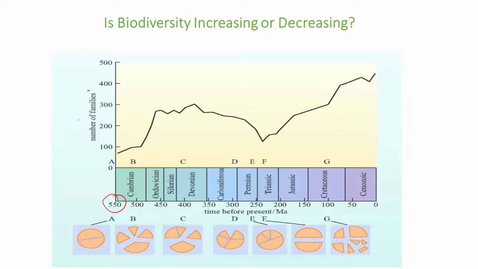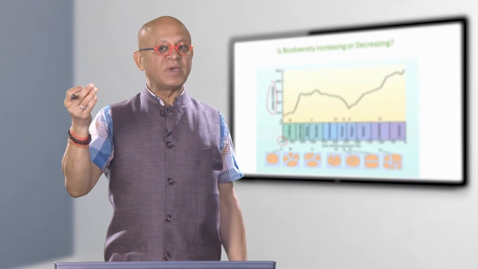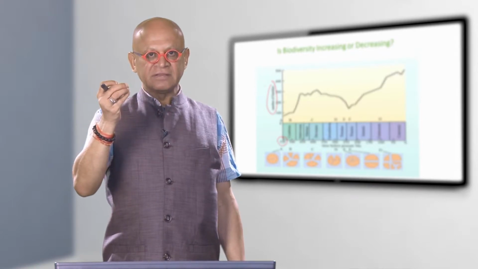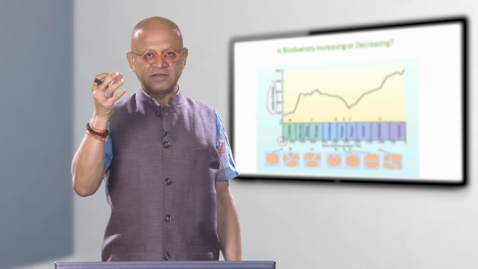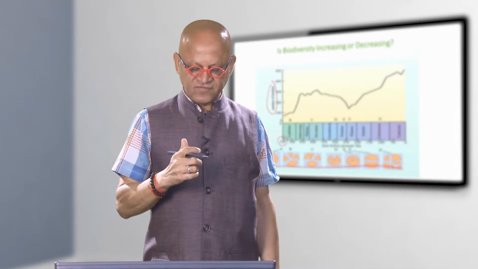Why do we look at families and not species? Because if you just look for a species, you may find the evidence or not, but if you find any member of the family, then you know that that family existed. So, it becomes easier to track the biodiversity in terms of families.